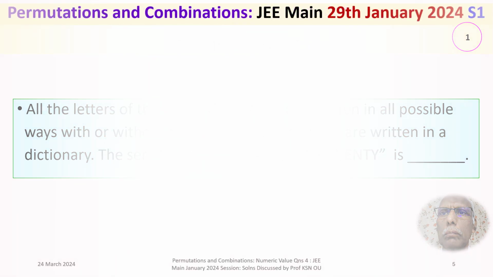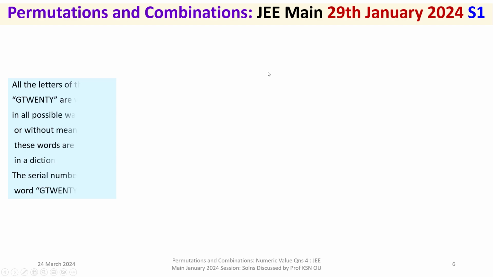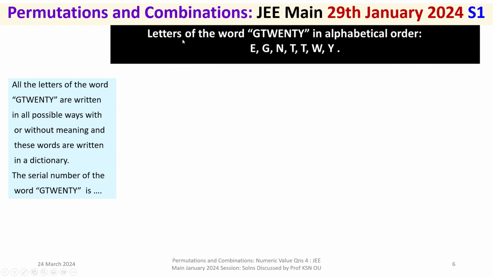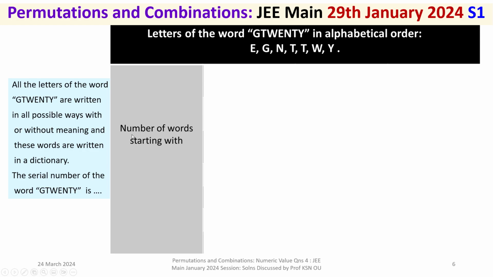Let's now discuss the solution of the problem in detail. We put a table here. Letters of the word G20 when we write in the alphabetical order is E, G, N, T, T (T occurring 2 times), W, Y. Agreed. Now we start with the number of words starting with the first letter, E.